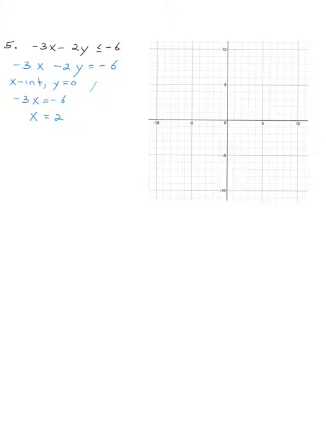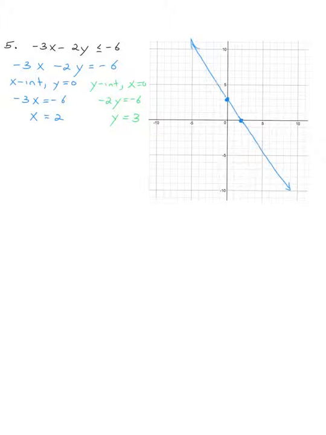And likewise, for the y-intercept, if x is equal to 0, the equation becomes negative 2y is equal to negative 6. Therefore, after dividing by negative 2, y is equal to 3. So let me plot those 2 points. I plotted a solid line because there was an equal sign in the original problem. 3 went on the y-axis and 2 went on the x-axis.